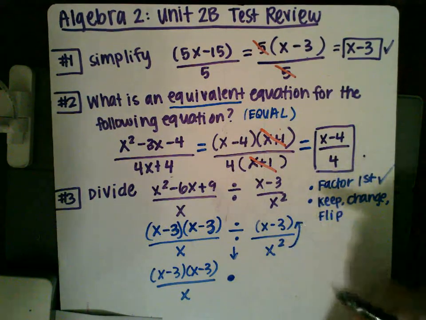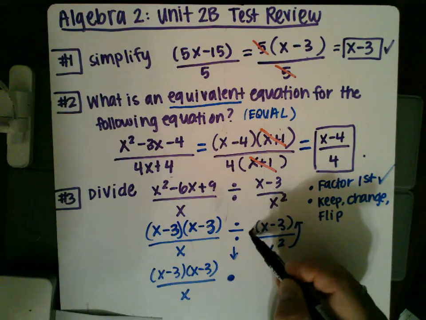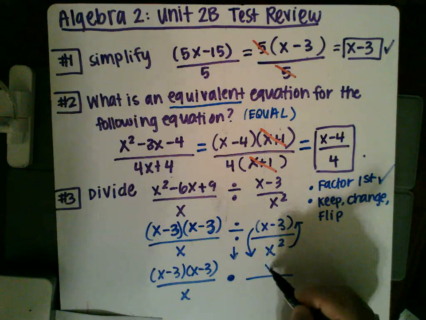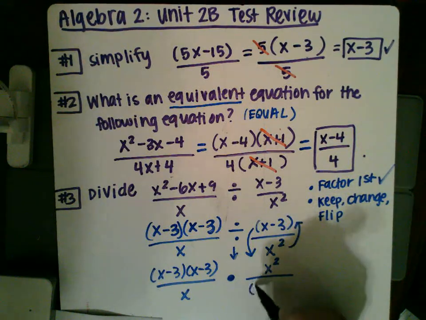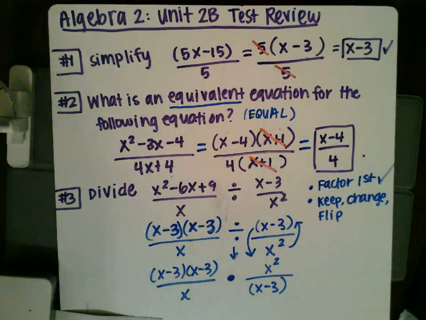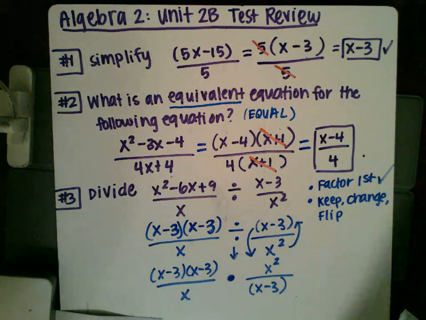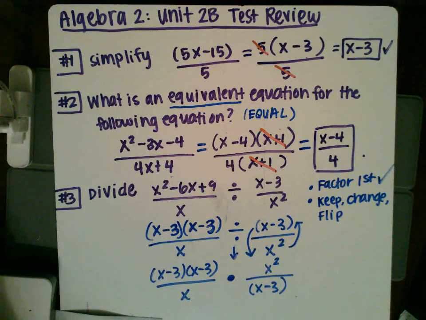What's on the denominator goes to the numerator. What's on the numerator goes to the denominator. So x squared is on the top, and x minus 3 is on the bottom. Now we're at a multiplication problem. We multiply the numerators directly across, multiply the denominators directly across.